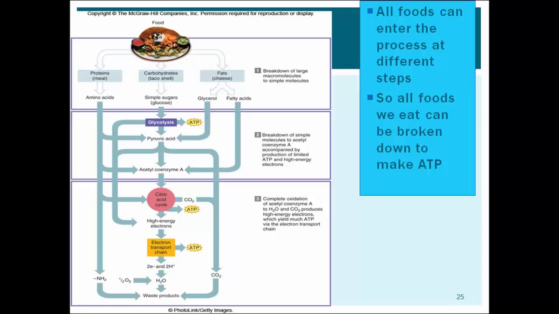We've been talking about glucose entering cellular respiration, but in fact all the foods that we eat can enter this cellular respiration process at different steps. So therefore all the foods we eat can be broken down to make ATP. You can see here that proteins can enter at various steps. Amino acids can enter just after glycolysis. They can enter the citric acid cycle. Carbohydrates go straight into glycolysis. Fats are broken down to glycerol and fatty acids, and those can enter at various steps along the way.